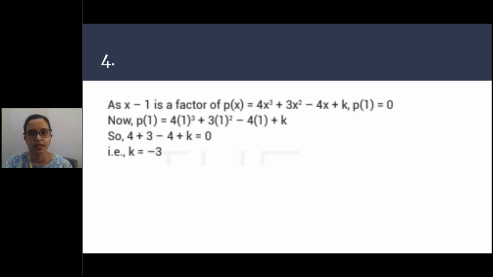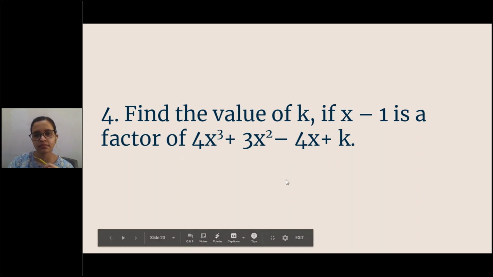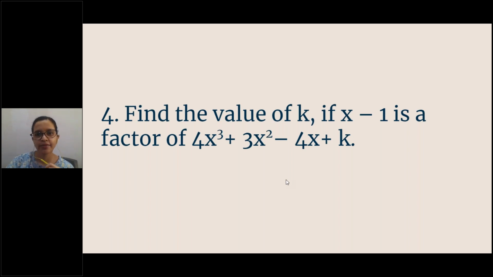So what does the question say here? It says that it's a factor, right? So the remainder is 0. When we substitute the value of the 0 in P of X, we use it to find the remainder, right? So we can directly say P of A is equal to 0 in this case. That's what we've done. We substituted the value of A, which is 1, and then we equated it to 0 because the remainder is 0.